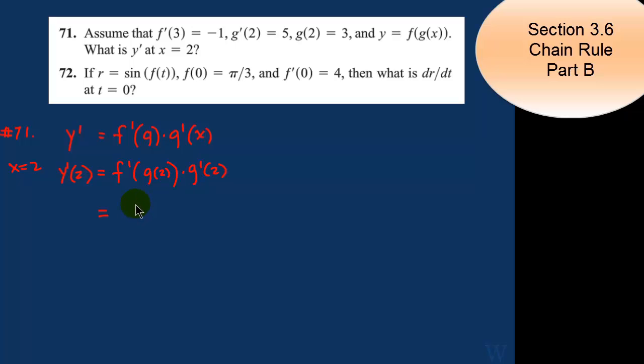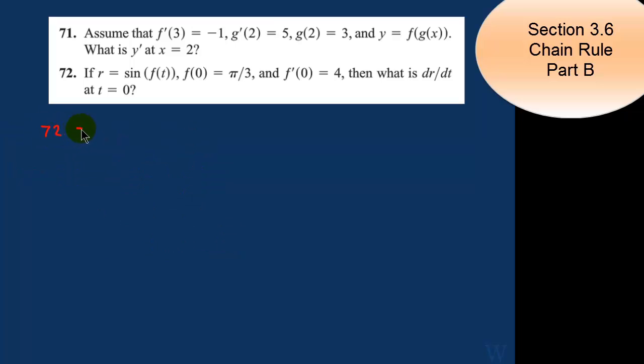And what is f prime of g of 2? We know that g of 2 is 3, so f prime of 3 is equal to -1. Let me write it down: f prime of g of 2, which is 3, times g prime of 2. So that's equal to -1, and then g prime of 2 is right there. It's equal to 5. So that's equal to -5.